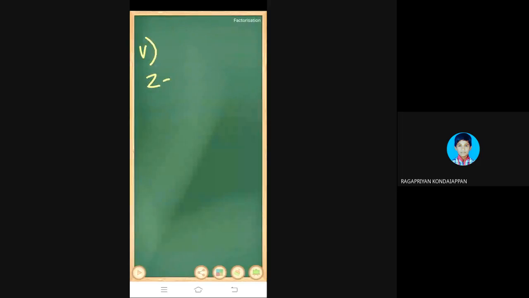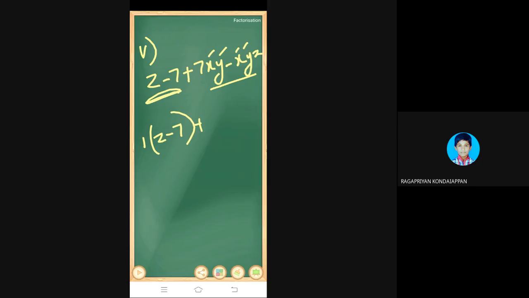Okay. Similarly, how will you do this fifth sum? z minus 7 plus 7xy minus xyz. First, let us check the first two terms, whether you are getting the answer or not. You just check it. Okay. So here you cannot take anything common. So take 1 as a common number. Plus here also xy, here also xy. So xy when you take commonly out, here what you will be getting, 7. Here what you will be getting, minus z.